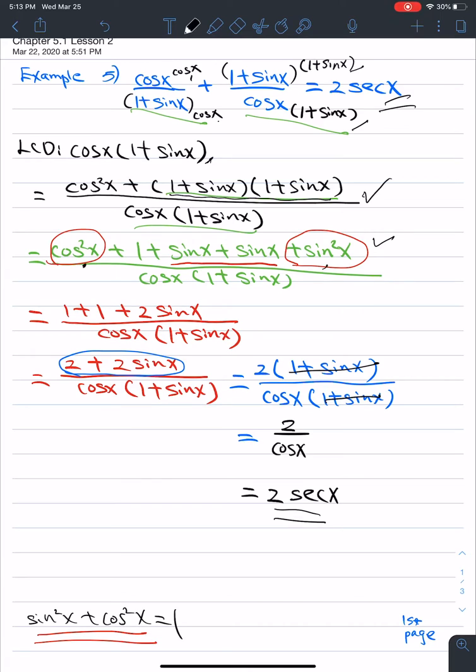Cosine square plus sine square, I get 1 using the formula. So I get 1 right here. 1 plus 1 is 2. GCF, so I took the 2 outside. I got 1 plus sine. So 1 plus sine and 1 plus sine cancel. So I got 2 over cosine. Reciprocal, so 2 secant. So I'm done. That is example 5, so let's move on to example 6.